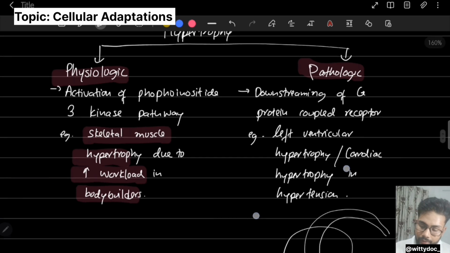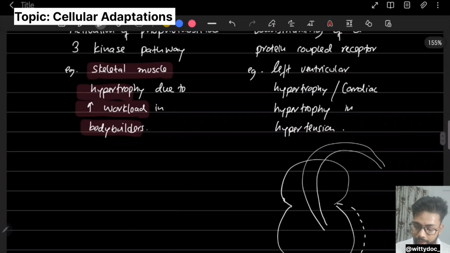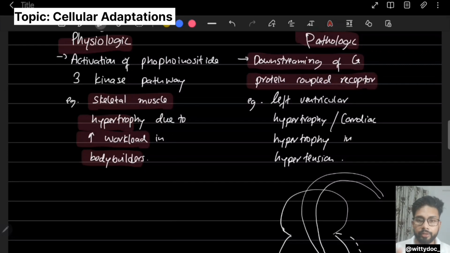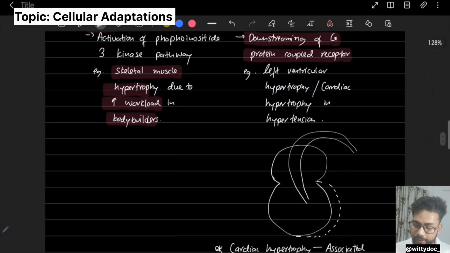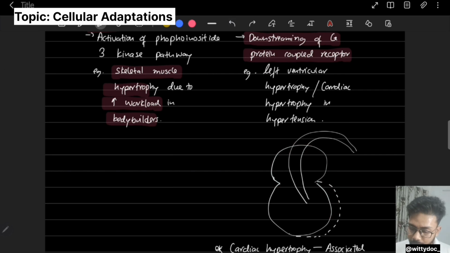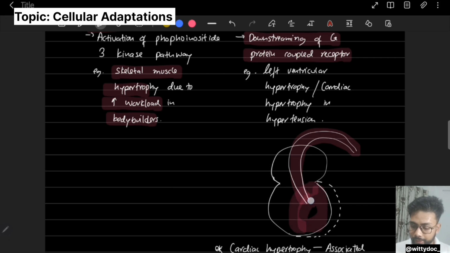In pathological conditions, for example in the heart, the mechanism is downstream of the G protein coupled receptor. Okay, the example is, so this is a heart. If there is systemic hypertension, this is the aorta, so due to systemic hypertension, the pumping of blood from the left ventricle is hard.